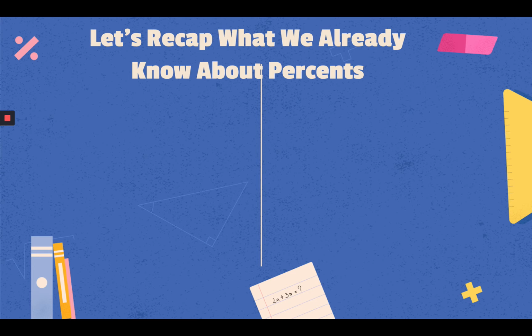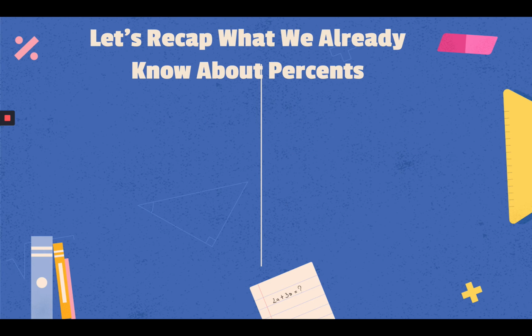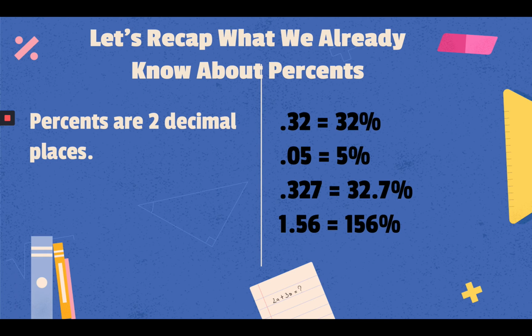So we're going to start with a recap of what we already know about percents. We talked about this, percents are out of 100. In this case, Brian got 20 out of 25 questions on a math test. If he earned 80%, what that says is if there were 100 questions, he would have gotten 80 of them. So they make everything about 100. The other thing we already know is percents are 2 decimal places. There's a list of examples.